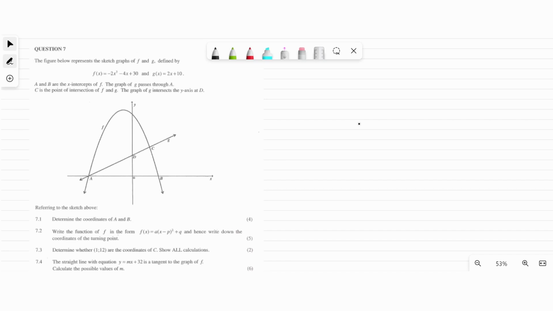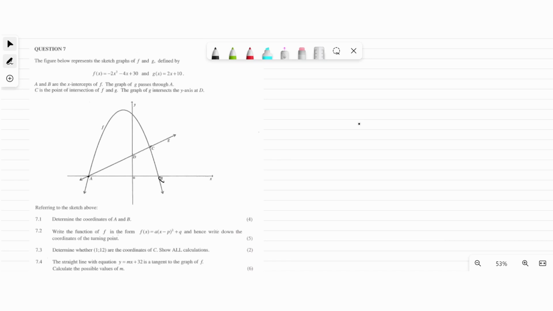Then they tell you that a and b are the x-intercepts of f. Then they say the graph of g passes through a, so a is also the x-intercept for g. Then they tell you that c is a point of intersection. So when f of x equals g of x, you get two intersections, a and c. Then they say the graph g intersects the y-axis at D. So they gave us every piece of information.